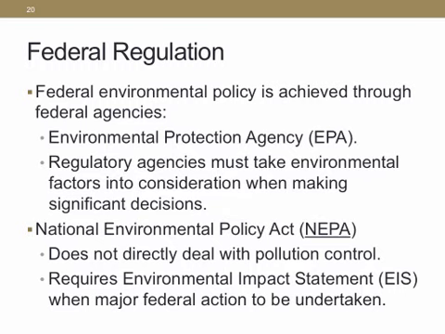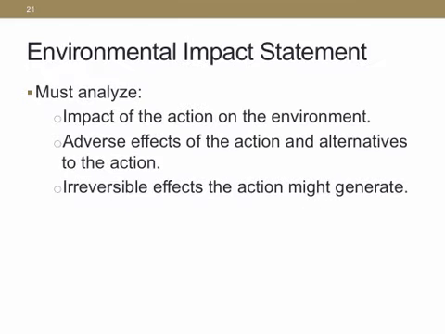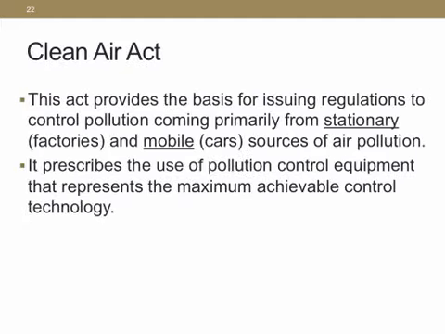For example, the APA, they're the regulatory agency that takes environmental factors into consideration when making decisions. Also, National Environmental Policy Act, it doesn't directly deal with pollution control, but it does require an environmental impact statement when major federal action relating to the environment is undertaken. The EIS must analyze the impact of the action on the environment, any adverse effects and alternatives, as well as irreversible effects that the action might generate.